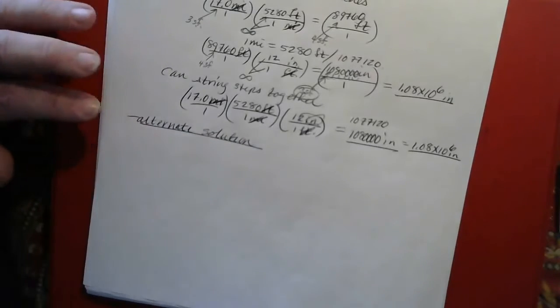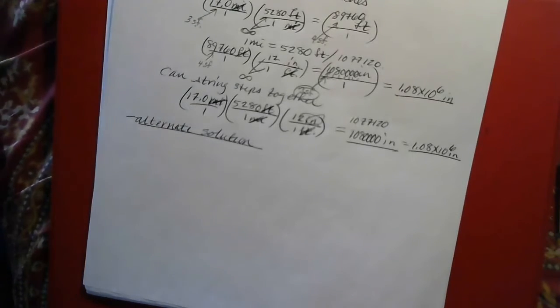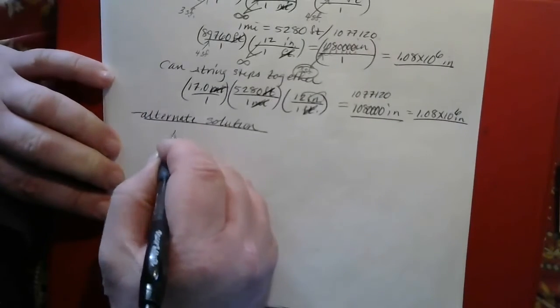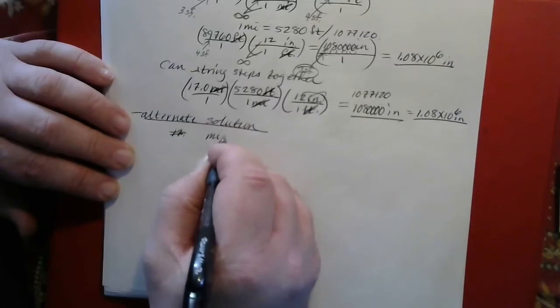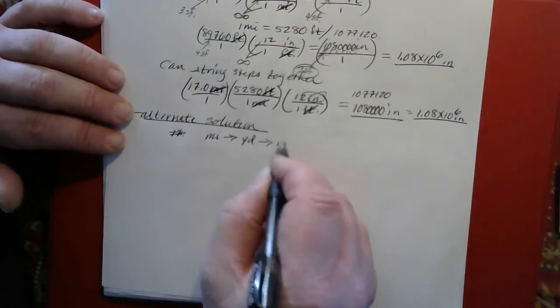Also, as I mentioned, depending on which conversion factors you have or want to use, there's practically an infinite number of ways that you can solve any of these problems. And so I'll show you, just for fun, an alternate solution to this problem, just to prove that you can do it in any number of different ways. If you had 17 miles, let's go to the units first. If, for instance, you knew how many yards there were in a mile, you could go from miles to yards to inches.